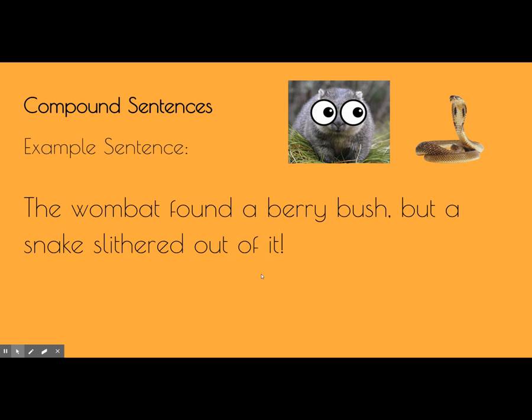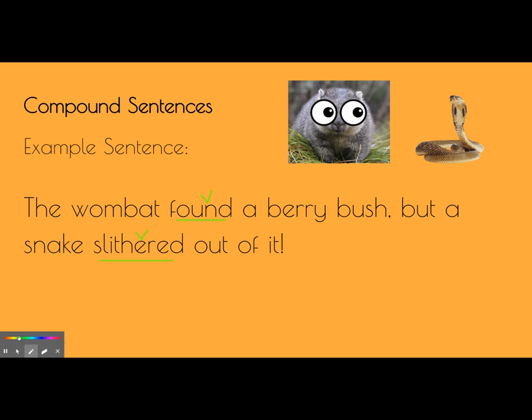Okay, welcome back. Let's see how close you were. Let's find our verbs first. So here's how I would break down this sentence. The wombat found a berry bush, but a snake slithered out of it. Well, the first verb I see is found, right? That's an action. We're doing some finding. But then I keep reading: berry bush, nope, that's a noun, that's a thing. But a snake, that's a noun. Slithered out of it. All right, slithered, another verb. Here we go, also an action.